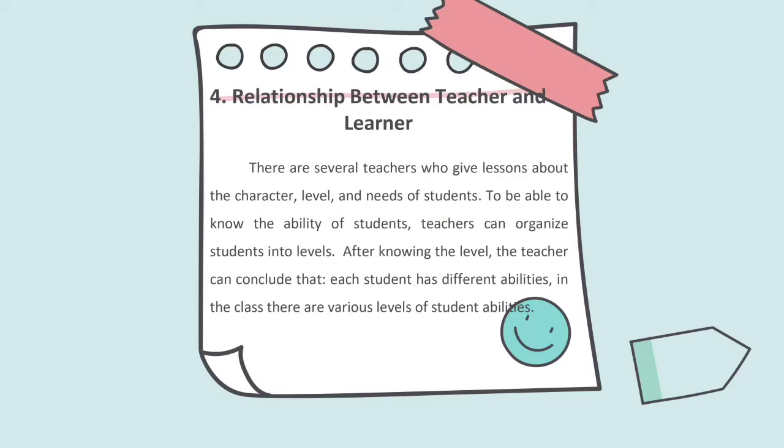Here I want to explain the next slides. Number 4 is the relationship between teacher and learner. There are several teachers who give lessons about the character, level, and needs of students. To be able to know the ability of students, teachers can organize students into levels. After knowing the level, the teacher can conclude that each student has different abilities. In the class, there are various levels of students' ability.